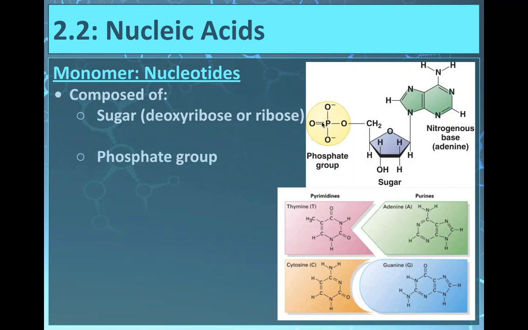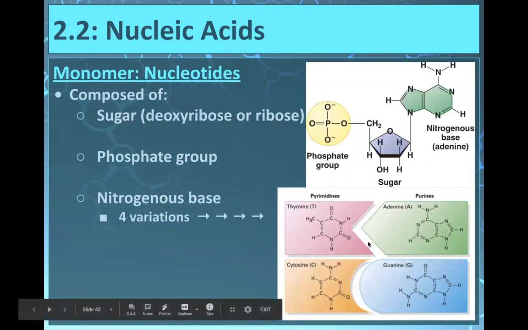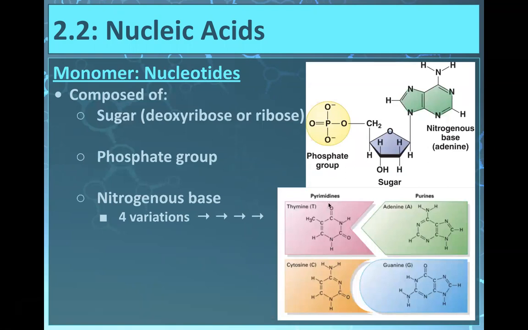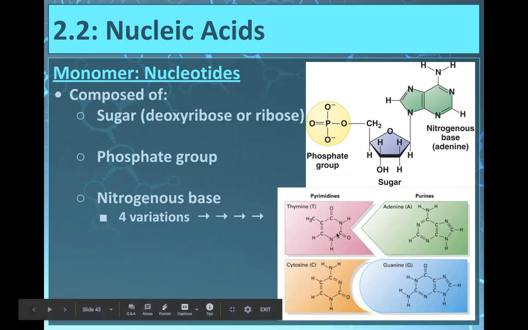Okay, we have our phosphate group, which is negatively charged, which is actually very important for the structure of DNA, and the nitrogenous base, which can vary from one nucleotide to the next. Okay, so we have 4 different nitrogenous bases, and they're detailed here. So there are what are called pyrimidines, which just means that they have 1 ring, or purines, which means that they have 2 rings. They provide the DNA alphabet. Okay, so we have adenine, thymine, cytosine, and guanine.